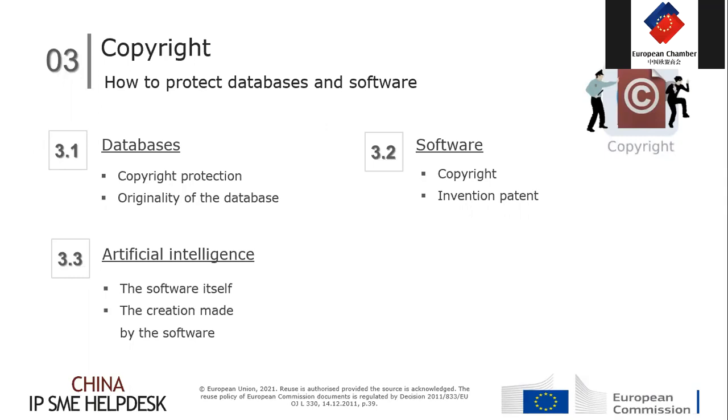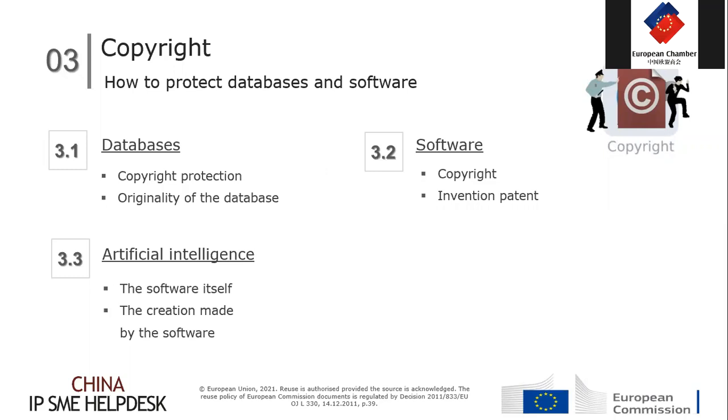Now we go to the next topic, that is artificial intelligence. So how do we protect artificial intelligence? And here we have to differentiate the AI software itself and the creations made by that software. The artificial intelligence software itself will be protected by copyright, because what we have is a source code that takes advantage of a database, but at the end of the day, there is no specific hardware involved.